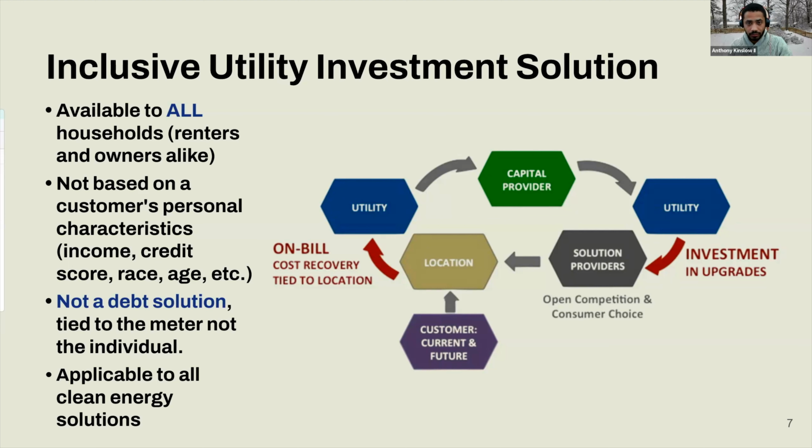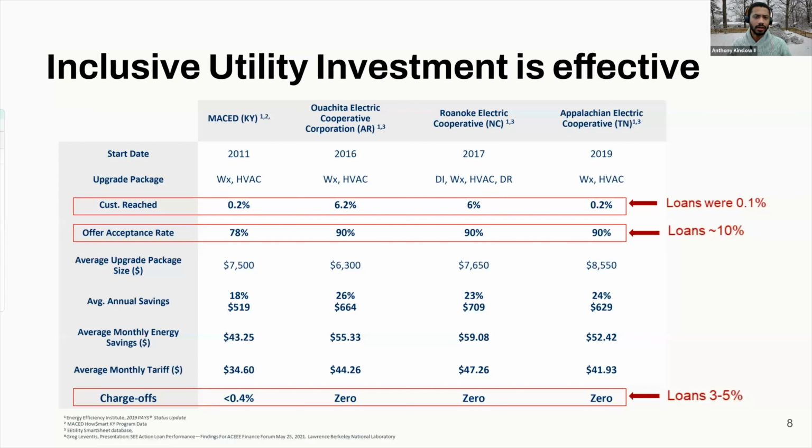And lastly, it is applicable to all clean energy solutions. So all the technologies that I showed briefly before can be applied in this model. And this inclusive utility investment is being used in places like North Carolina, St. Louis, Massachusetts, Arkansas, right? California soon is, and so this type of solution can drastically change the paradigm of how we decarbonize. And then what does it look like in terms of effectiveness?